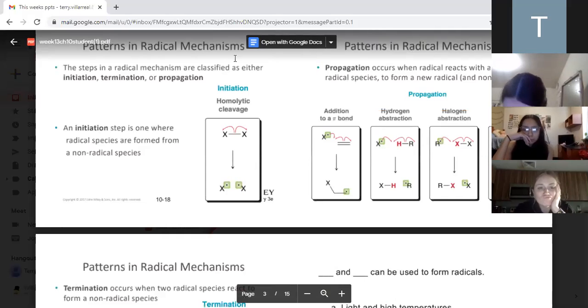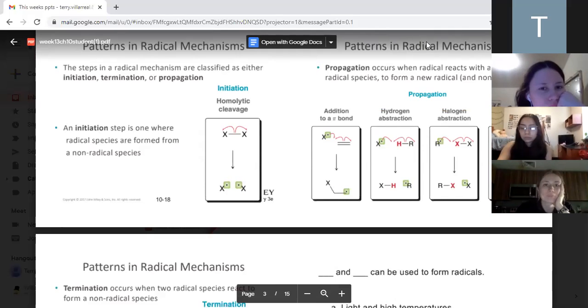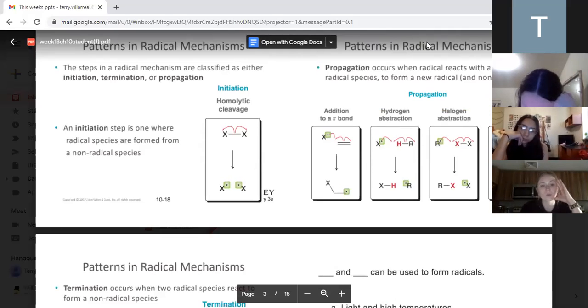Okay, so next up, it says the steps in radical mechanisms are classified as either initiation, termination, or propagation. So essentially, every radical reaction that you can think of will always have one initiation step. That is when you form your radicals at the beginning of the problem. Every radical mechanism is going to have a termination step. That's when your radicals stop. They come back together and you have no more radicals. Propagation, you'll always have at least one. You usually have multiple propagation steps, right? So you always have a start, you always have a finish. It's the amount of middle steps that is going to change. Does that make sense?